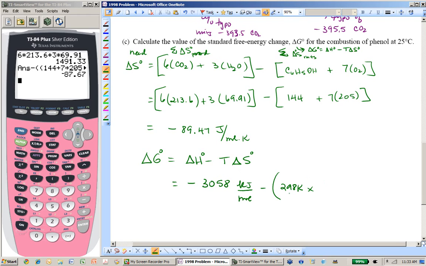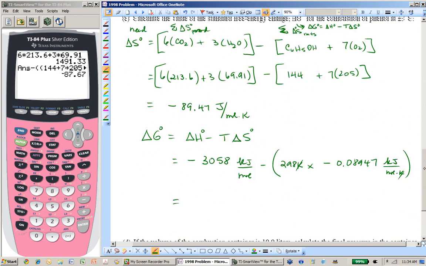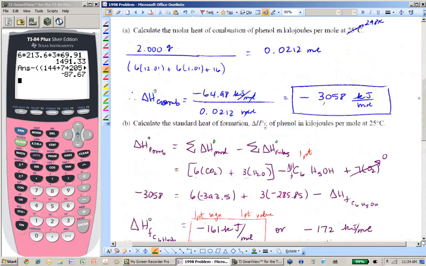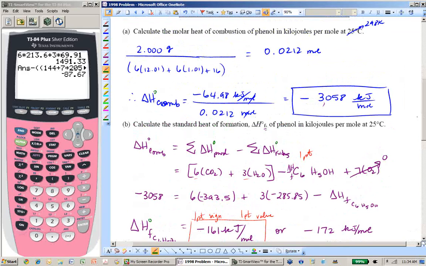So I've got to get these both in kilojoules. So negative 0.08947. 1, 2, 3. Yes, that makes that kilojoules per mole Kelvin, so that my Kelvins cancel. Nice how that works out. Equals. Where did I get these numbers? The 3058. Didn't we solve for that? Yeah, way back up on part A. So they led me to get delta H combustion for this reaction with the 2 grams of the phenol.